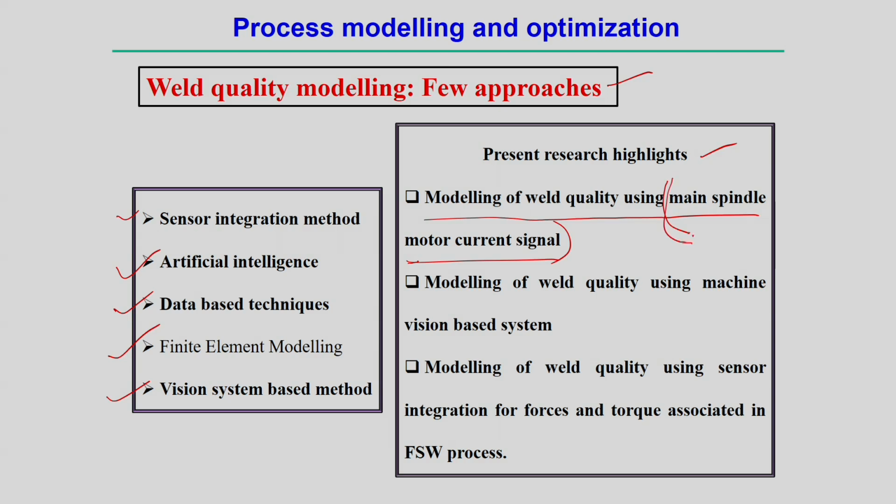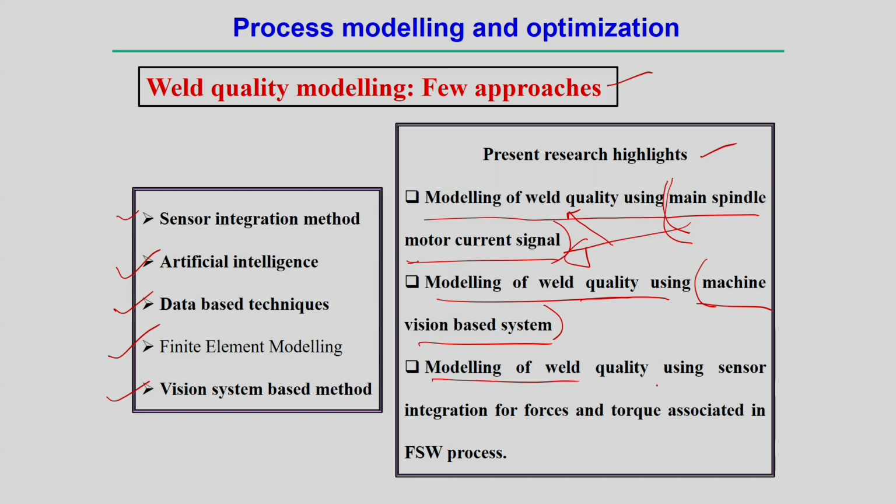This data is collected by putting some kind of sensor, and from the sensor we can collect the data, and then this data can be related with the weld quality of the weld joint, in terms of the strength. And of course, modeling of the weld quality using the machine vision system. With this machine vision system, we capture the image during the process, we analyze the image, and that particular image analysis we try to link with the weld quality, following some kind of data driven modeling approach.